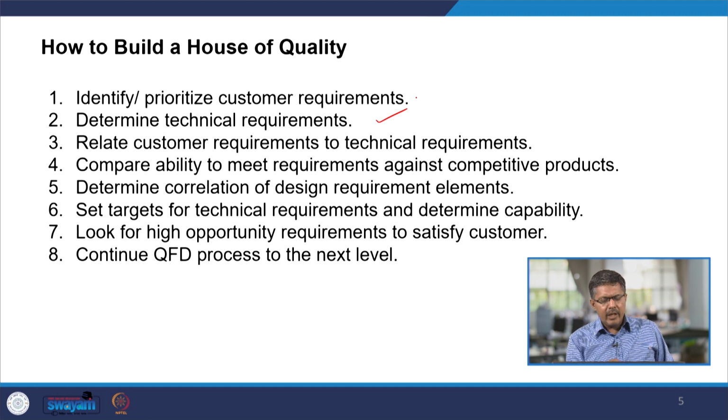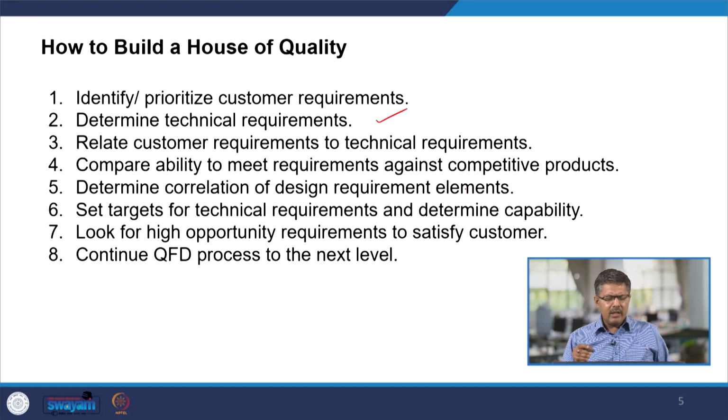Then relate the customer requirements to the technical, that is, what kind of relationship exists between the customer's requirement and the technology that you are trying to use to satisfy those requirements. Now compare the ability to meet requirements against competitors, that means make a competitive assessment: on the same point the customer is asking, how do we fare in comparison to our competitors? Let us say the customer demands a soft product. When you talk about a soft or user friendly product, how do customers rate us in comparison to the competitors in terms of that user friendliness?